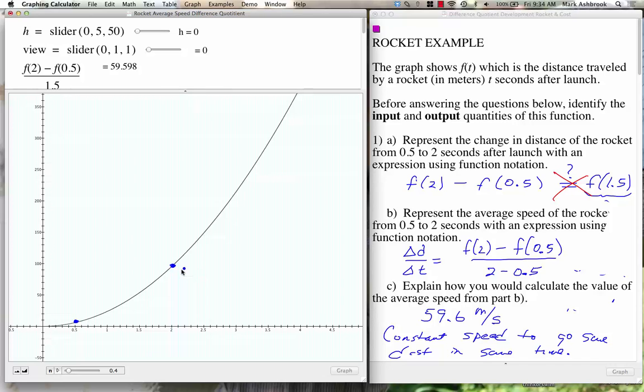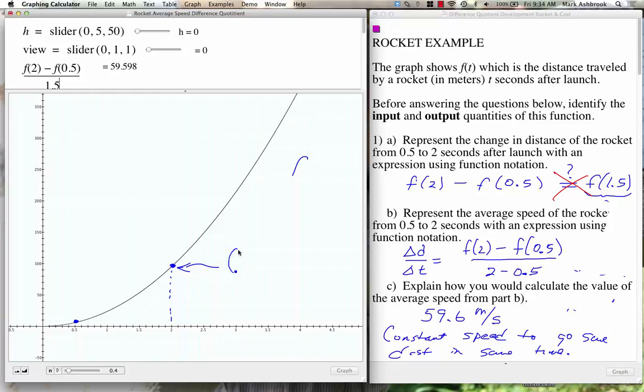So what is the meaning? Say this point right here. What's the meaning of that point? What does it represent? Does the point mean a distance traveled? Yes. It has its corresponding values of 2 quantities, right?